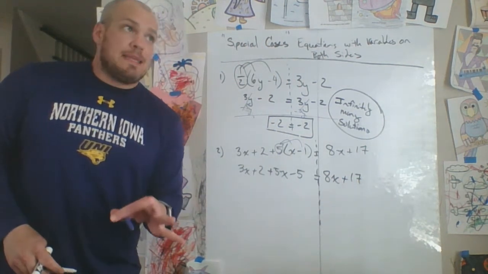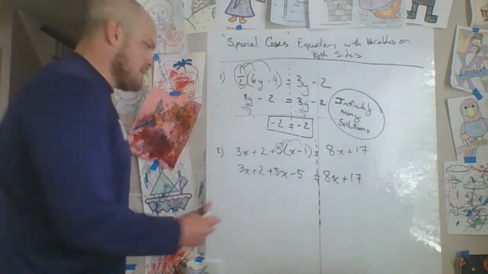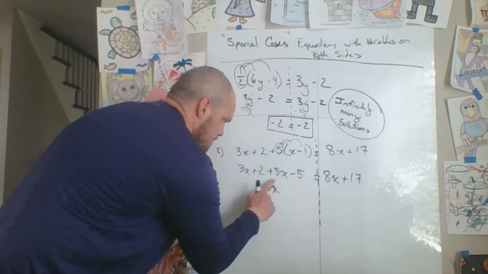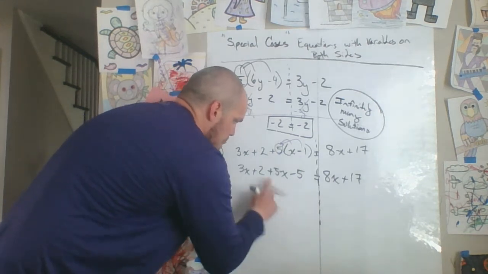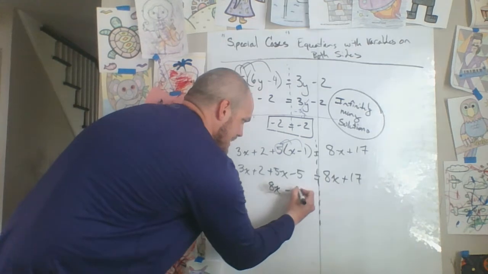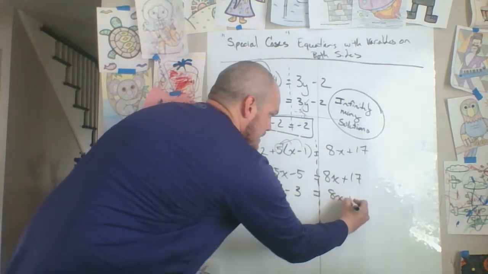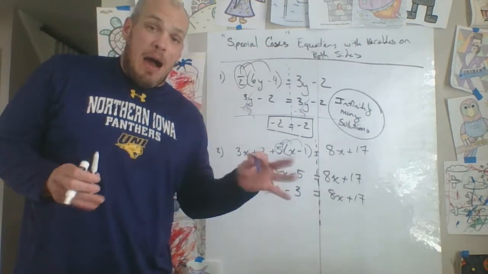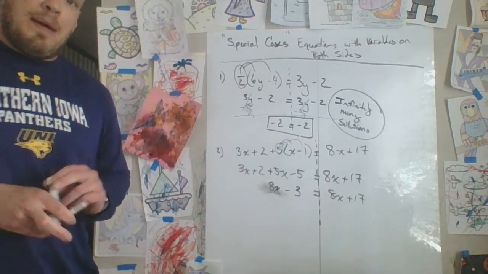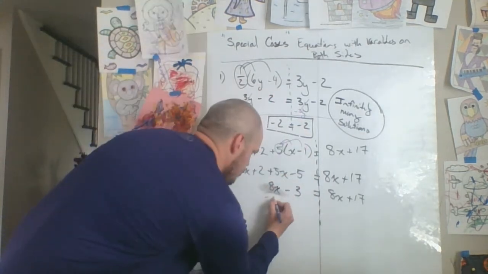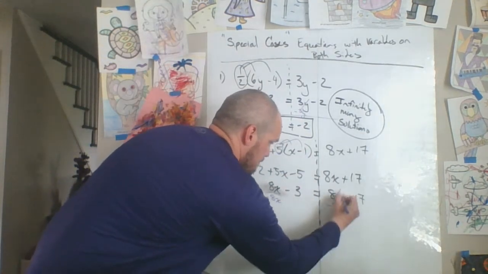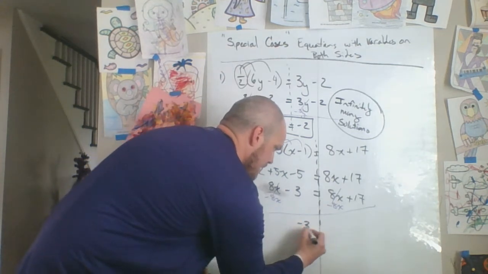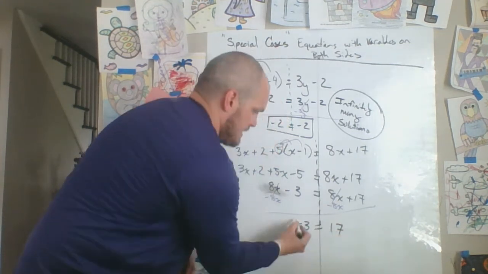I'm still not done simplifying. I need to go ahead and combine like terms. I have 2 x terms and 2 constant terms. I get 8x minus 3 equals 8x plus 17. Now both sides are simplified. I'm going to go ahead and get all my variable terms to one side by subtracting 8x. When I do that, a special case happens. I get -3 equals 17.